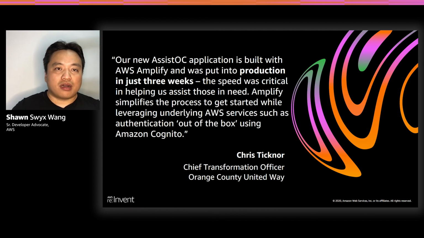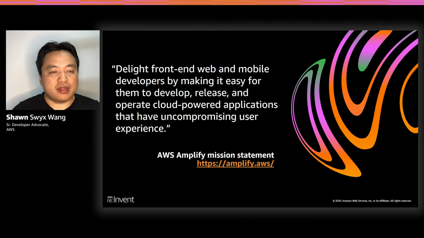And finally, it all comes back to AWS Amplify's mission that we really want to delight front-end web and mobile developers, making it easy for them to develop, release, and operate cloud-powered applications that have uncompromising user experience. That's why I think that the Jamstack angle that we're talking about here today and AWS Amplify are a really good fit together, because the Jamstack is a sort of open source, widely accepted architecture today that really jives with all the modern development trends that developers like to use. And AWS Amplify is the opinionated backend service that helps you spin up everything that you need for a modern Jamstack app. So I really like how everything comes together, and I hope and invite you to come explore it with us.